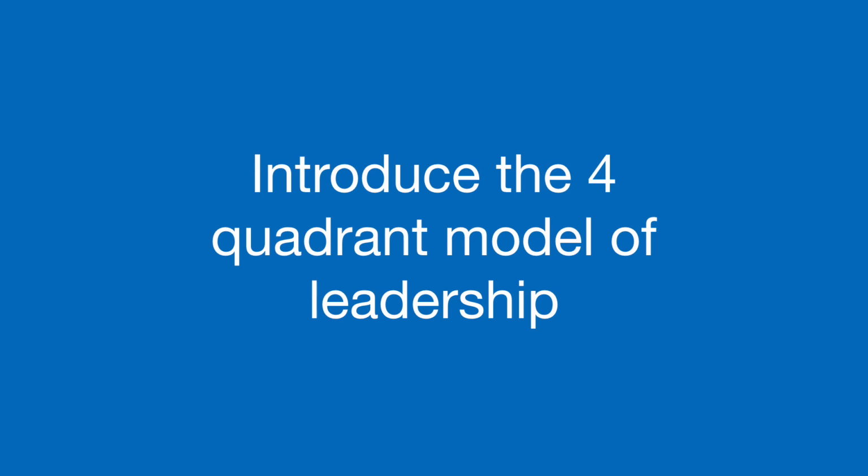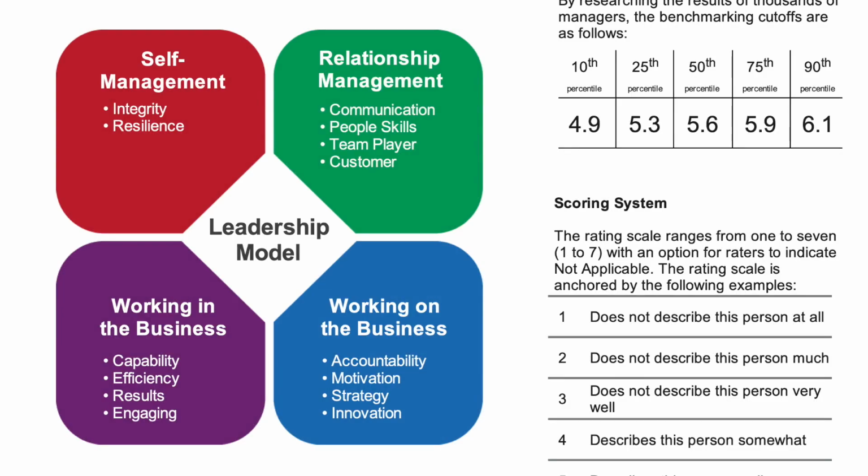So the 4-quadrant model, which we see as an introduction right at the very start, was done in conjunction with Dr. Robert Hogan 18 years ago, and we both sat down and said this would be a perfect global and generic competency model. Self-management: the person's got to turn up with integrity and resilience. Relationship management: you've got to use emotionally intelligent behaviour to build and sustain key relationships. Working in the business, your daytime job, otherwise you shouldn't be on the payroll. Working on the business, adding some strategic value. So that's the 4 models.